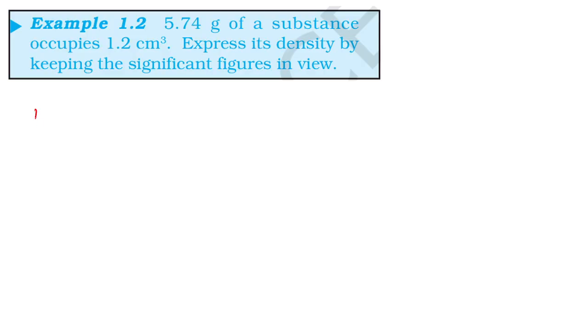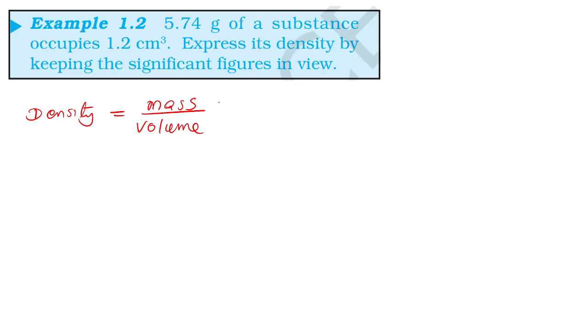So what is density? We studied in the previous class. Density is equal to mass by volume. I explained this formula in the previous class. Density of an object equals mass by volume, meaning that a unit volume of the body has how much mass? That is said to be density.